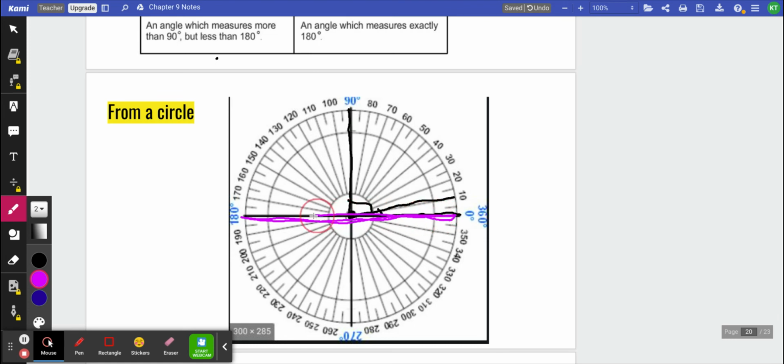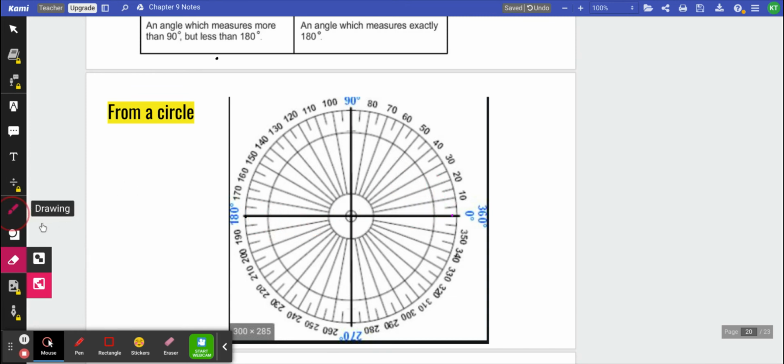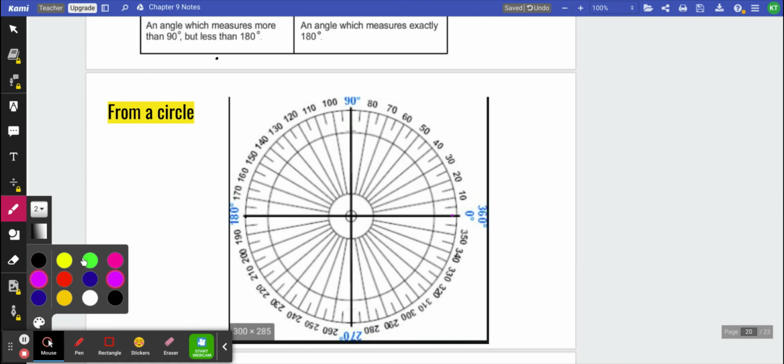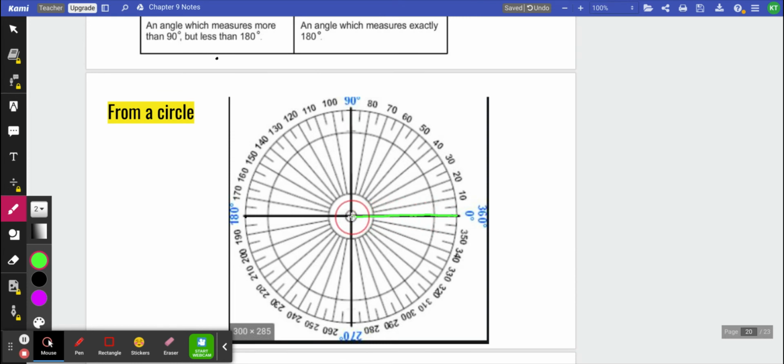The reason we study using a protractor of 180 degrees is because if I keep going, let's say I draw a 240 degree angle. If I go like this, and here's 240, it would be going this way around to get to 240.